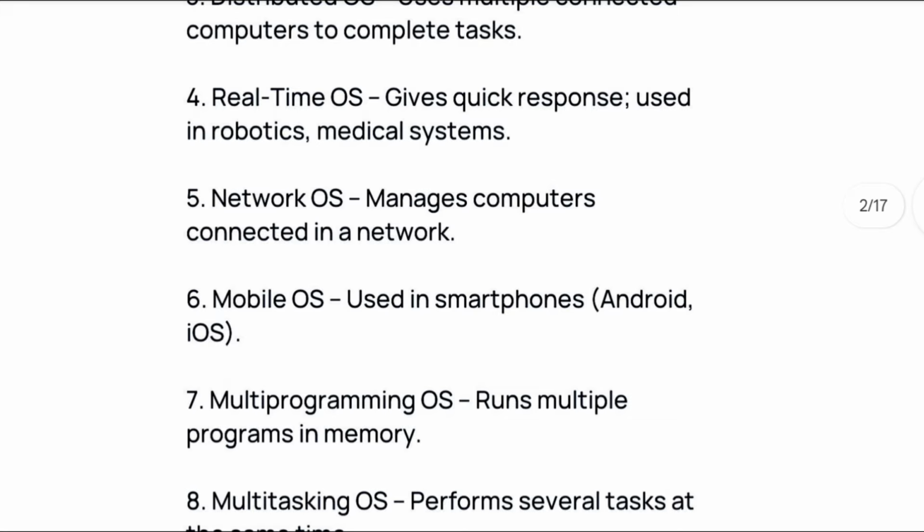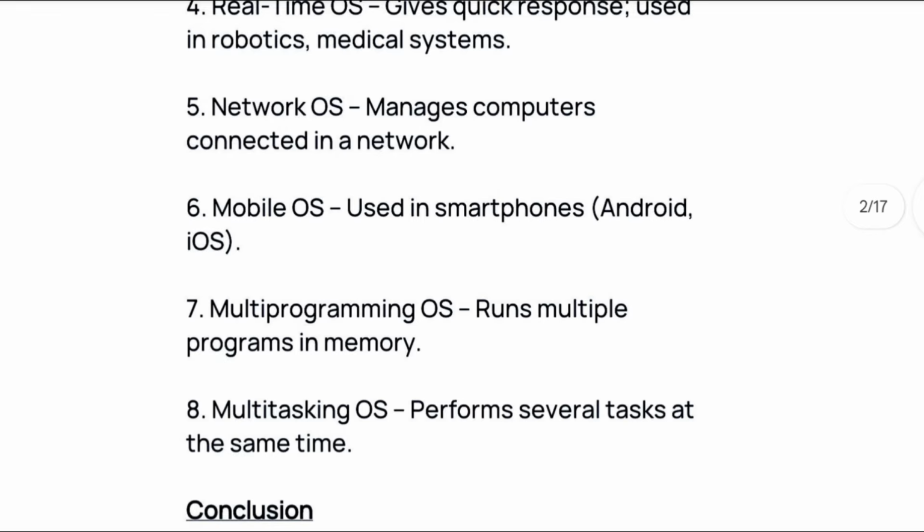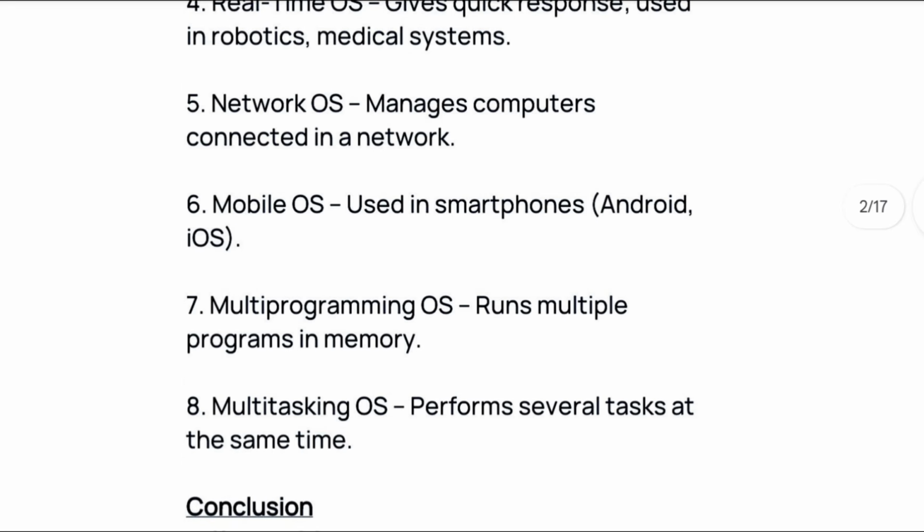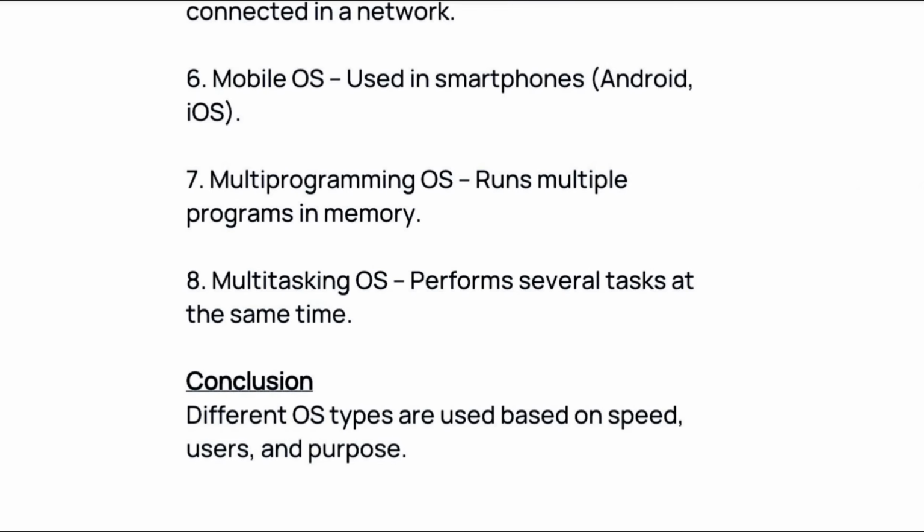Fourth one is the real time OS. It will give quick responses, like robots, automation, like that. Okay, fifth one is the network OS. It will connect to LAN, WAN networks and manage those networks. And sixth one is the mobile OS, like Android, iOS, any type of smartphones you are using. And seventh one, multi-programming OS you are having.